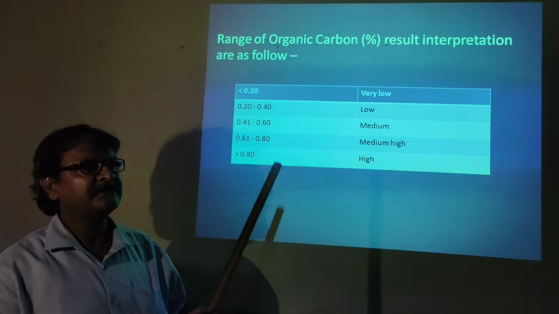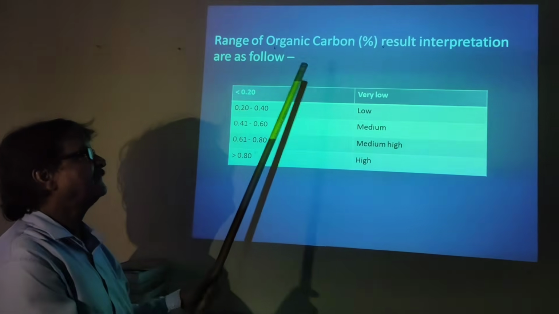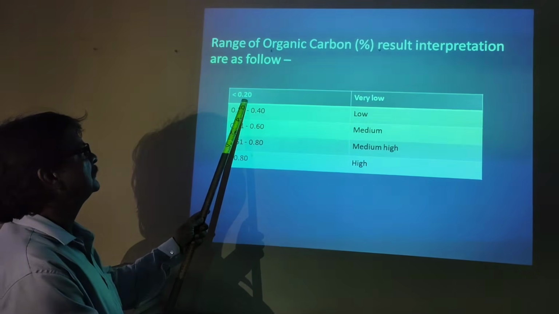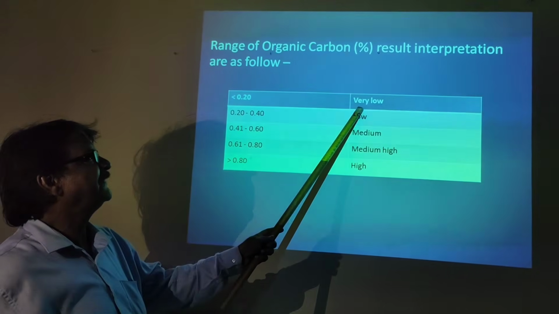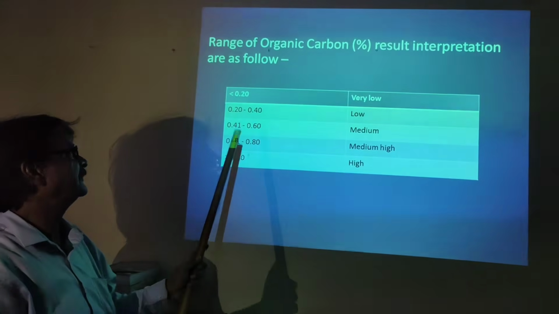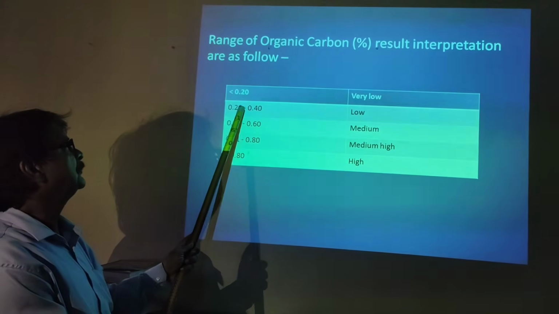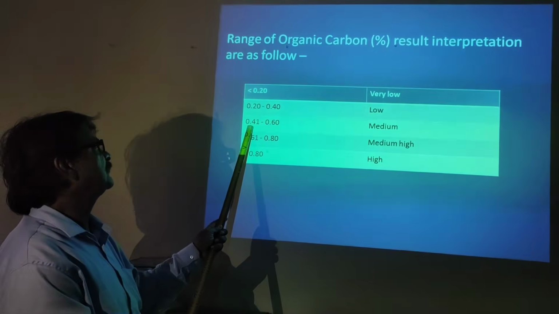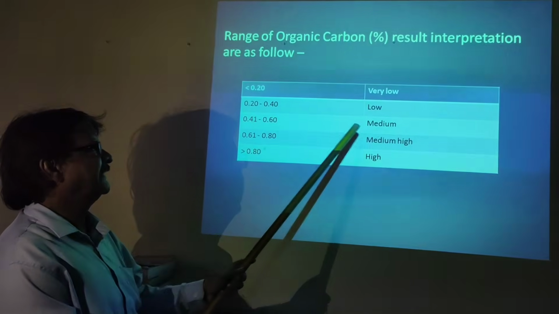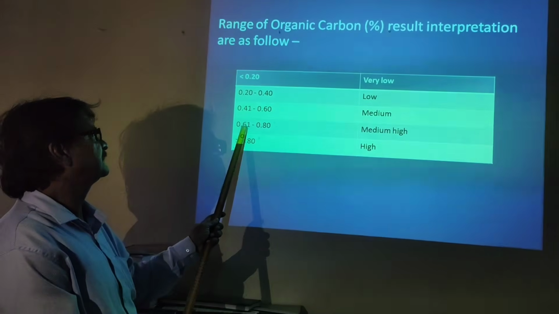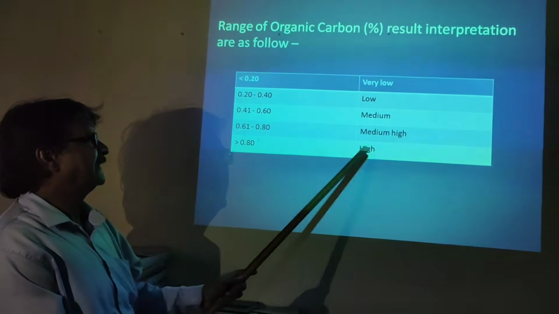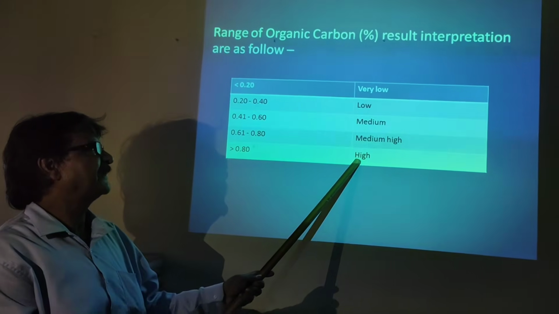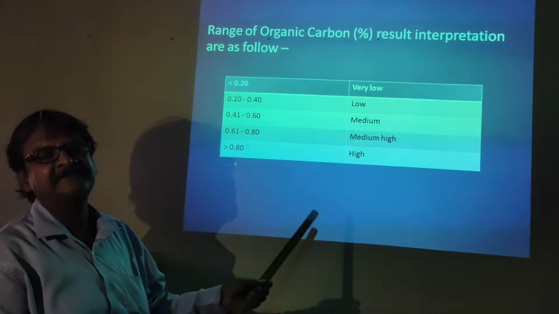It is clear from this table. From this table, it is clear that less than 0.20 is very low organic carbon in the given soil sample. When it is 0.2 to 0.4, it is low percent organic carbon. When it is 0.41 to 0.6, it is medium. When it is 0.61 to 0.8, it is medium high, and when it is more than 0.8, we can say organic carbon content in the given soil sample is high.